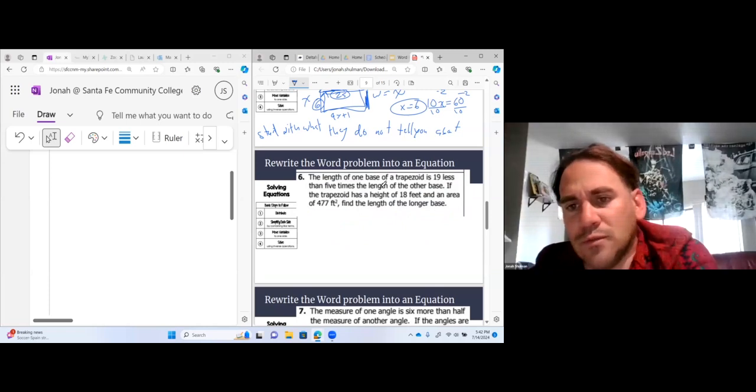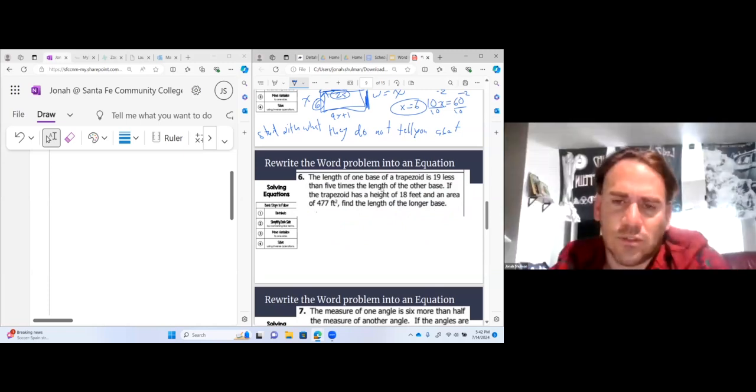I could do the trapezoid, but here's the trapezoid formula, just in case you want to know. It's h over 2 times base 1 plus base 2.